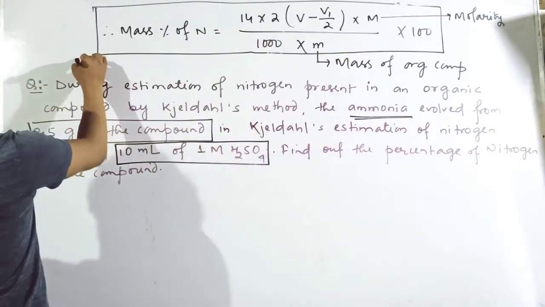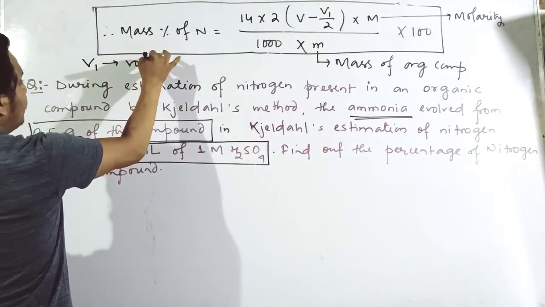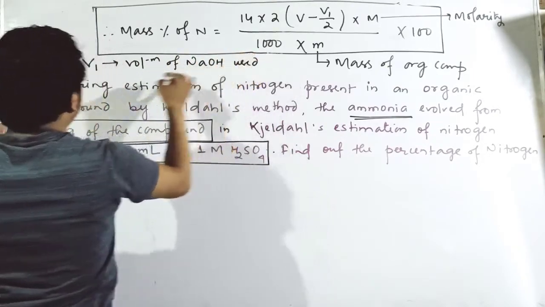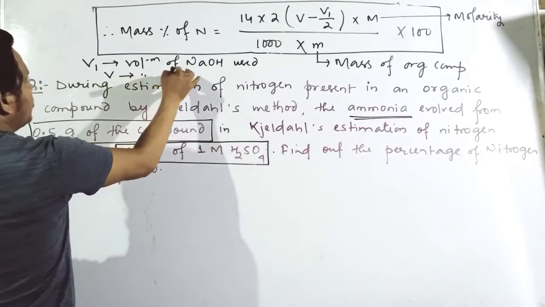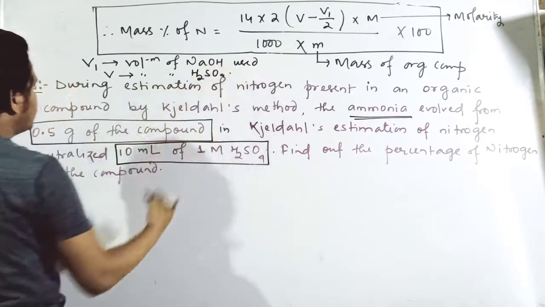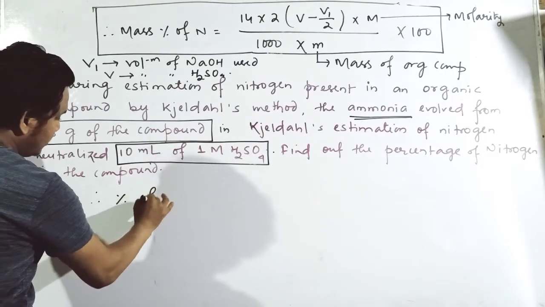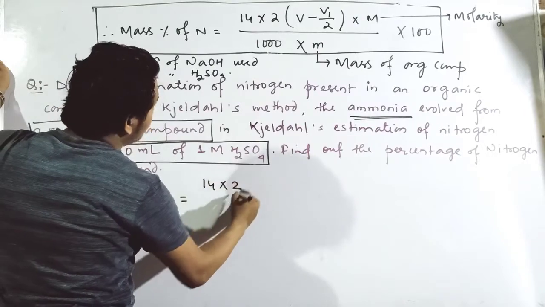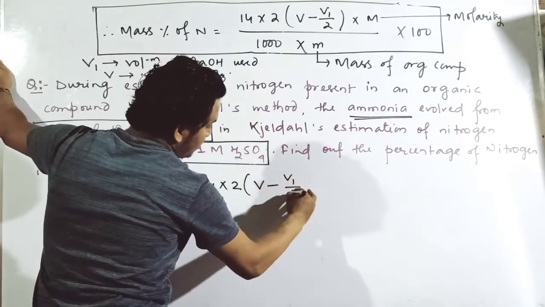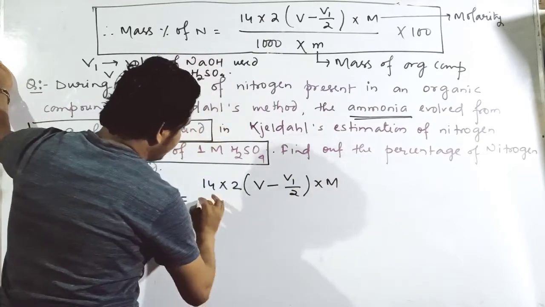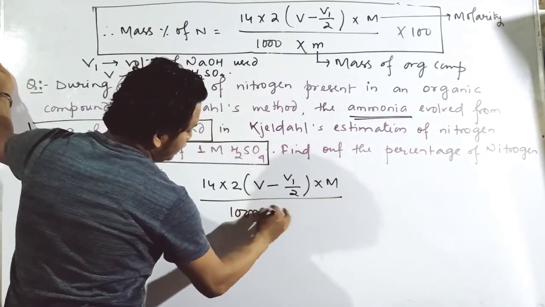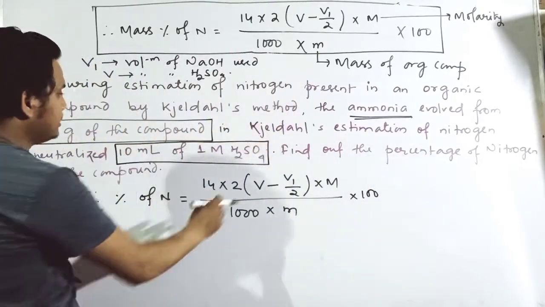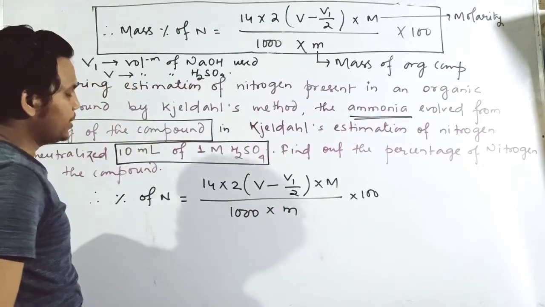V1 was the volume of sodium hydroxide used, and what is V? V is the volume of sulfuric acid. Now use the formula. Therefore, percentage of nitrogen. What is the formula? 14 into 2 of V minus V1 by 2 into M divided by 1000 into M into 100. Now what is V? V is the volume of sulfuric acid.